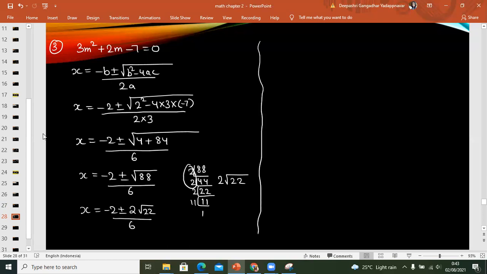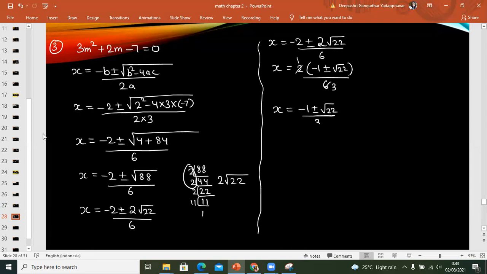Let's solve this further. X equals, I am writing that again, same step, 2 square root of 22 divided by 6. We can take 2 common out here. So this 2 will come out: minus 1 plus or minus square root of 22 divided by 6. And this 2 and 6 can be divided: 2 times 1, 2 times 3. So this answer will be negative 1 plus or minus square root of 22 divided by 3.